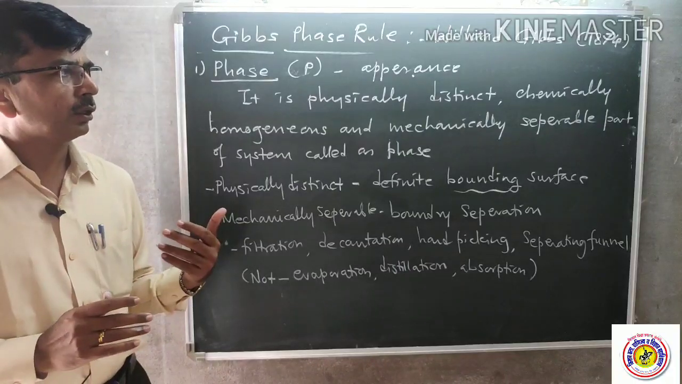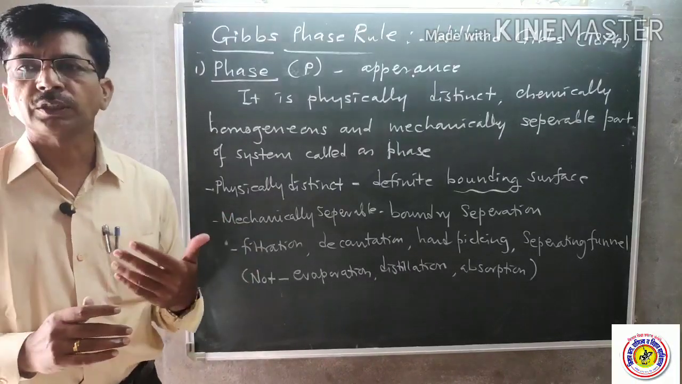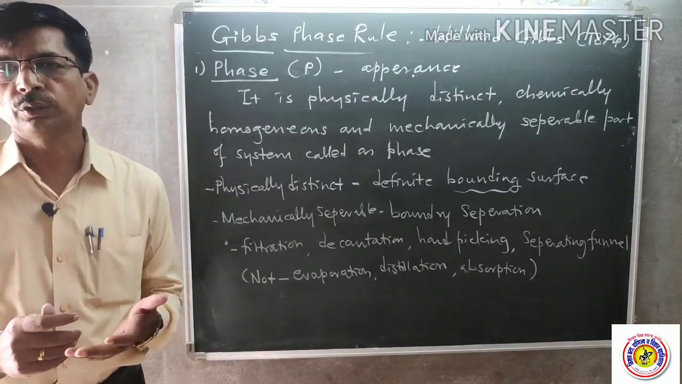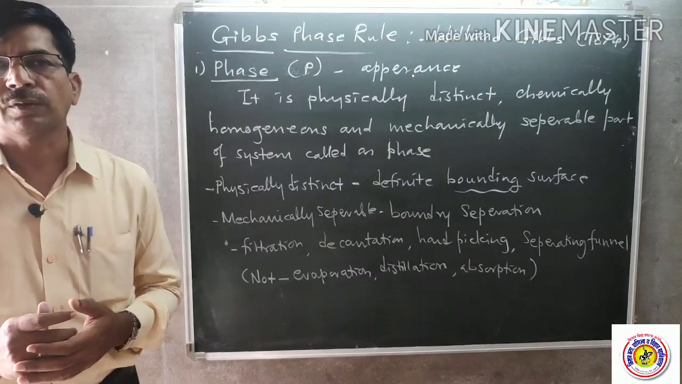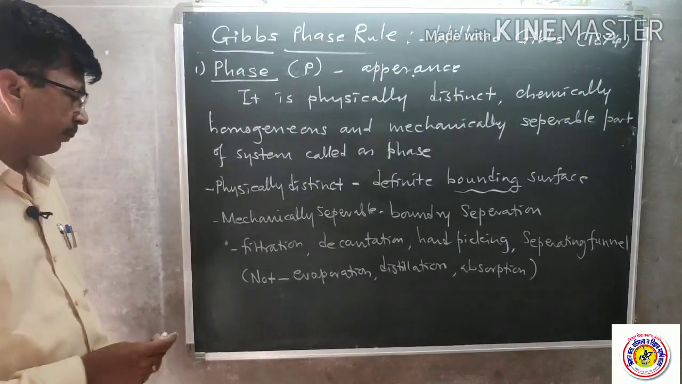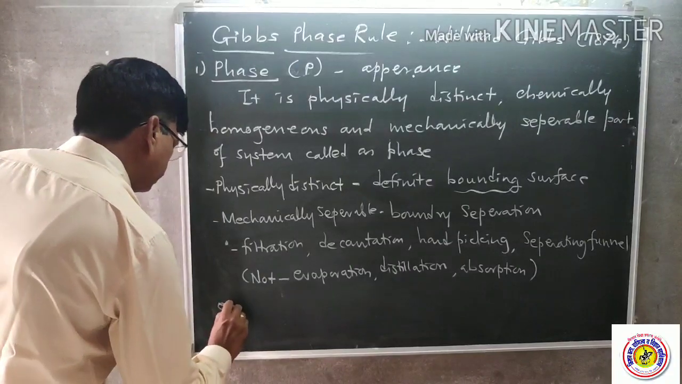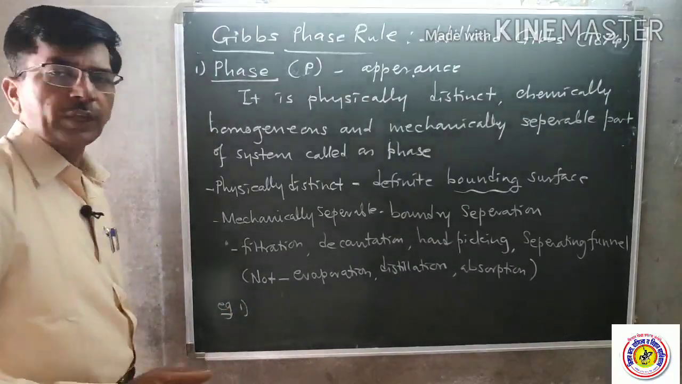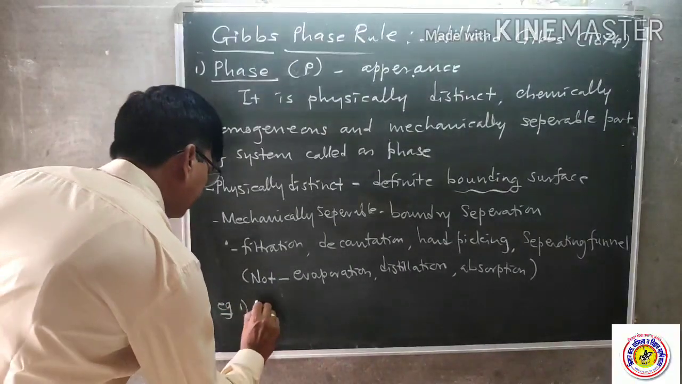Now we will discuss some examples and try to find out the number of phases in the system. For example, suppose that we have a mixture of gases.